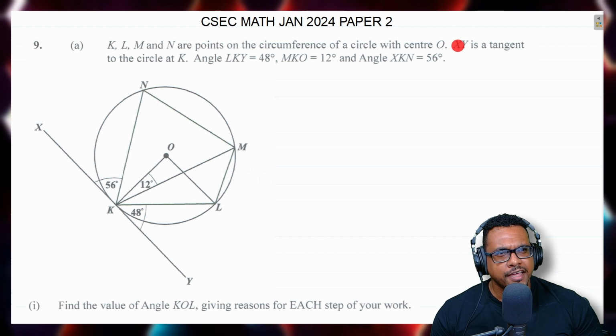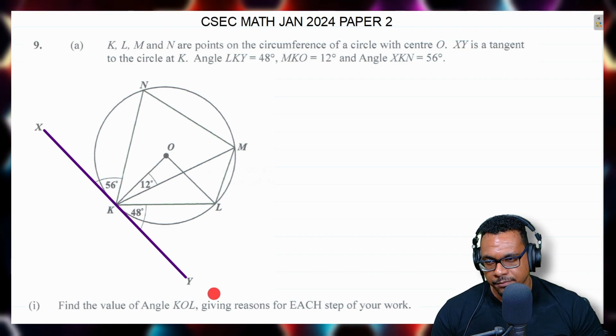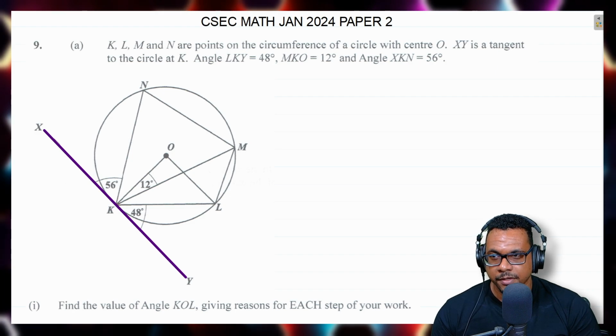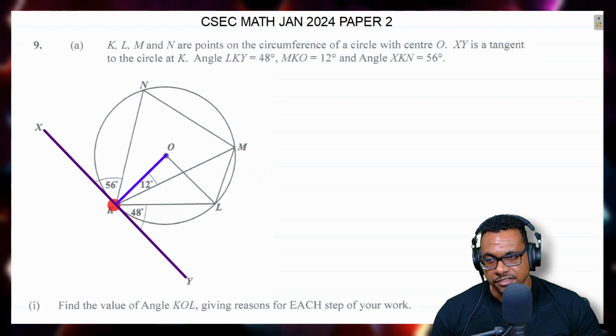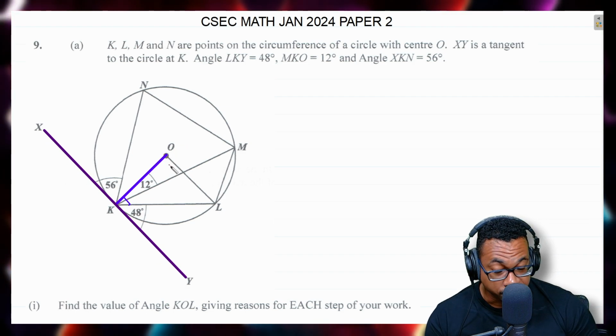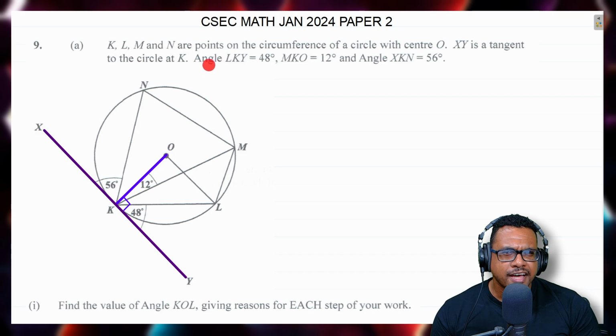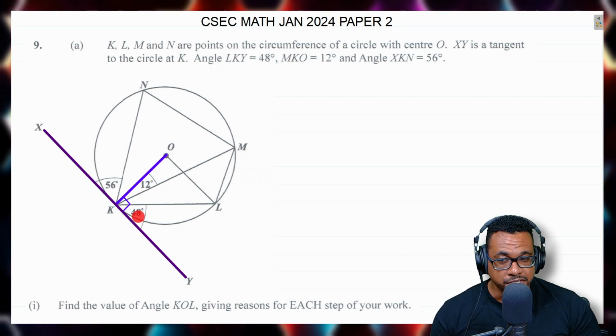Then we have XY is a tangent to the circle at K. So we have XY being a tangent to the circle at K, meaning this tangent touches the circle at K. And we know from O to K is the radius, and the angle between the tangent and the radius is a 90-degree angle. Then we have angle LKY is equal to 48 degrees, which is shown here.